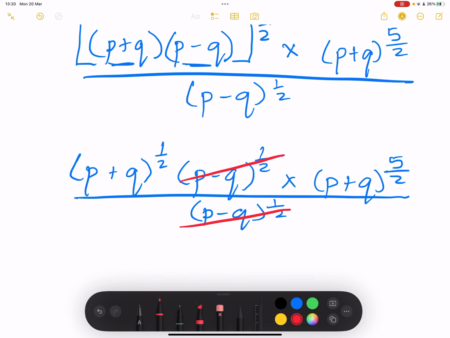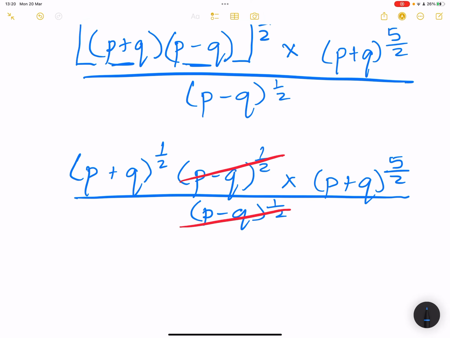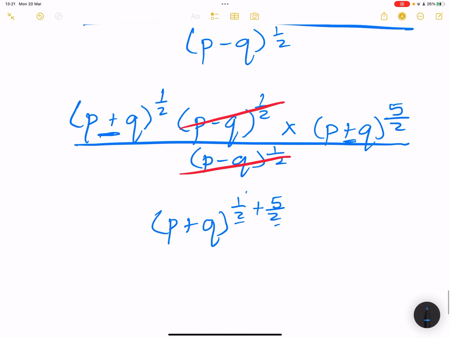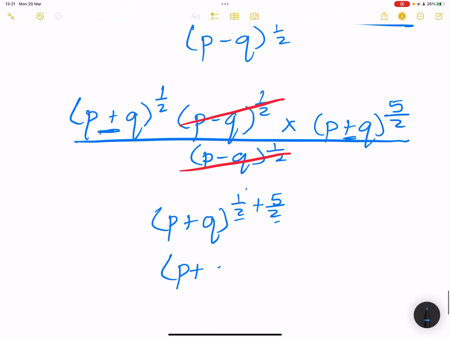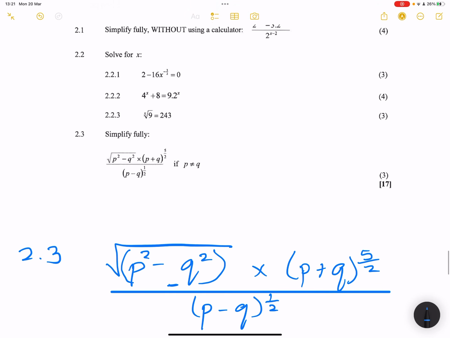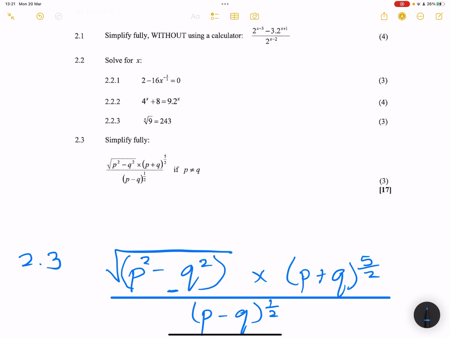Now what do we have in terms of p plus q? This base here is the same as that base. If bases are the same and we are multiplying, we can add the exponents. So that becomes 1 over 2 plus 5 over 2. Because the denominators are the same, we can just simply add the numerators. 1 plus 5 gives us 6, divided by 2 gives us 3. So this will become p plus q to the exponent 3. I'm going to leave it there, ladies and gents. There's really no need for us to expand it any further. We have simplified it as much as possible.